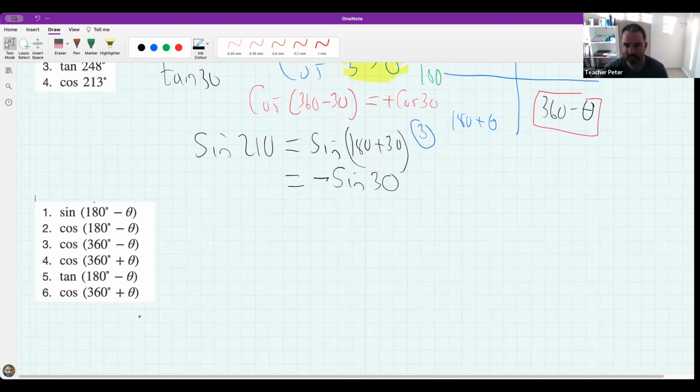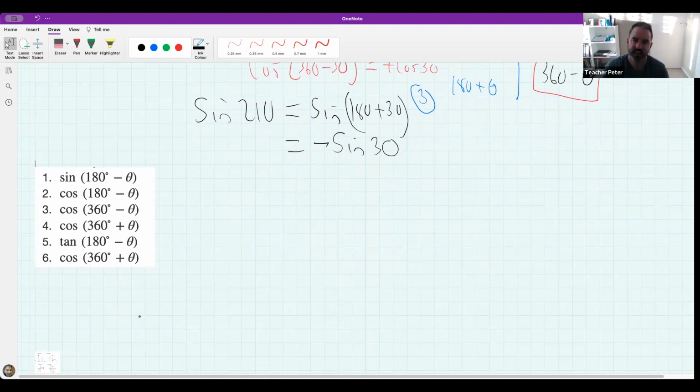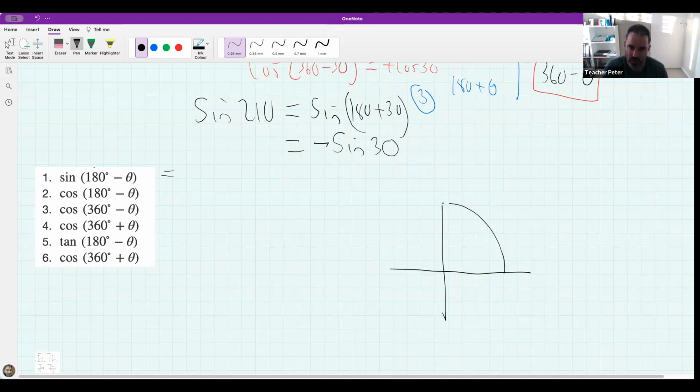Now the next type of reduction formula questions don't have angles in them. They just have an angle already. It's almost like they're easier. The way this works, I'll do number one with you, is you say, look, what quadrant is it in? It's going to be in quadrant 2 because it's 180 minus theta.